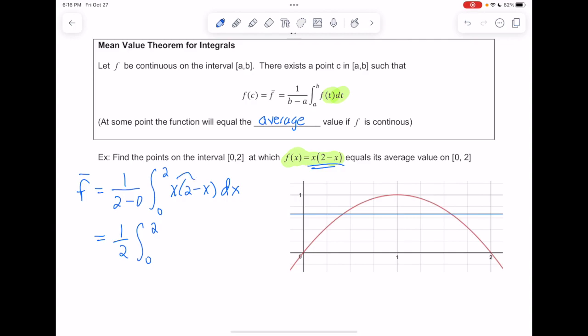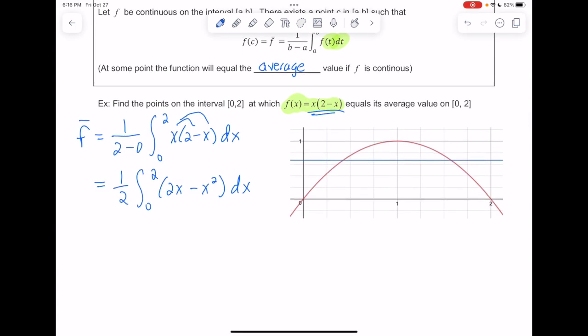We need to get rid of this product because we don't have a product rule for integrals. So distribute, and we get 2x minus x squared. Now we just have a polynomial, so we can do the antiderivative fairly easily. We just do the antiderivative of 2x, which would be x squared, and the antiderivative of x squared, which would be x cubed over 3. And then we're going to evaluate that from 0 to 2. Plugging in the 0 will be easy.